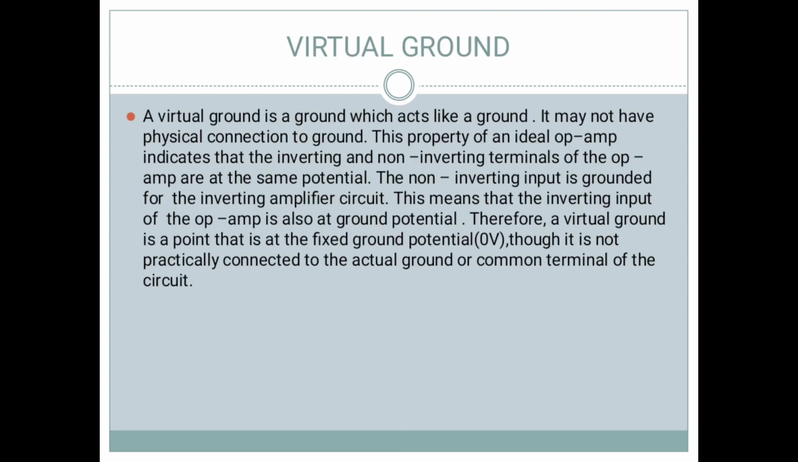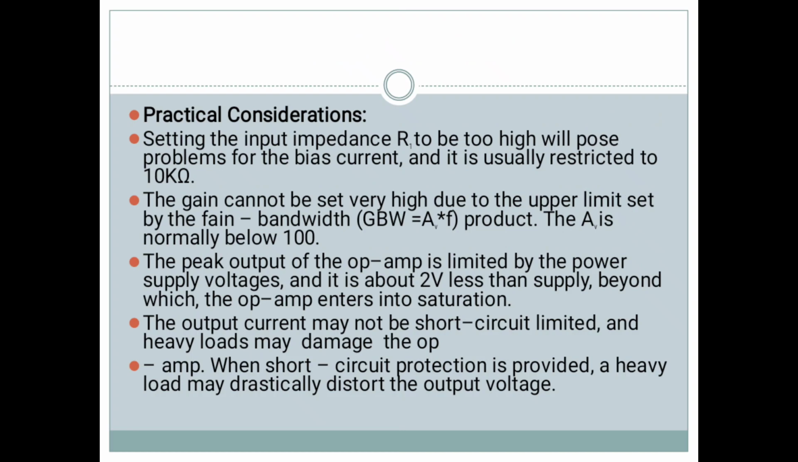A virtual ground is a point that acts like a ground, though it may not have a physical connection to the ground. This property of an ideal op-amp indicates that the inverting and non-inverting terminals of the op-amp are at the same potential. The non-inverting input is grounded for the inverting amplifier circuit. This means the inverting input of the op-amp is also at ground potential. Therefore, a virtual ground is a point that is at fixed ground potential, though it is not practically connected to the actual ground or a common terminal.